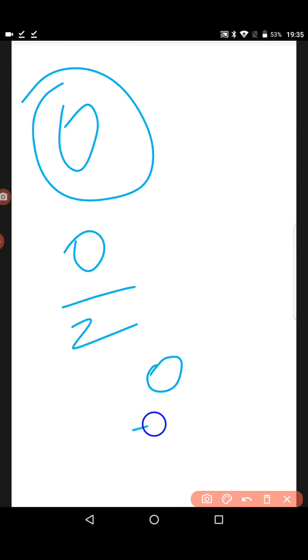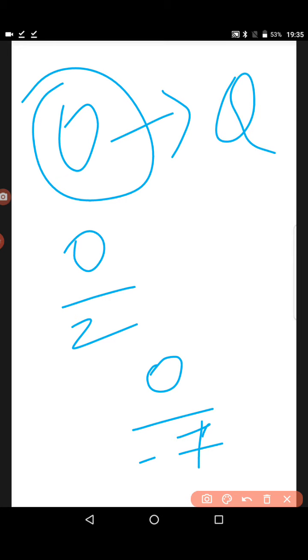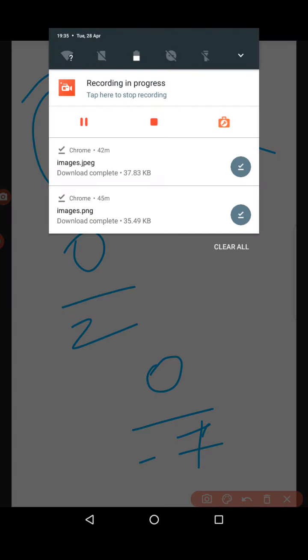Well, we already know that 0 is also a rational, okay? Why it is a rational, you might be thinking. Because 0 by 2 is defined, 0 by minus 7 is defined. So 0 is also a rational number.